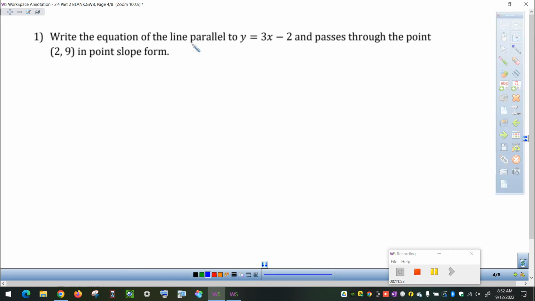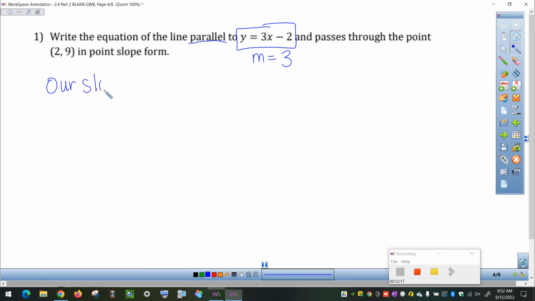So let's start with this. Our equation is going to be parallel to this equation. So what's the slope of this equation? We're noticing here that it's 3. So our line slope is also going to be 3. Okay, so let's make a little note here. Our slope is also going to be 3. All right, so that's sort of the first piece that we know.